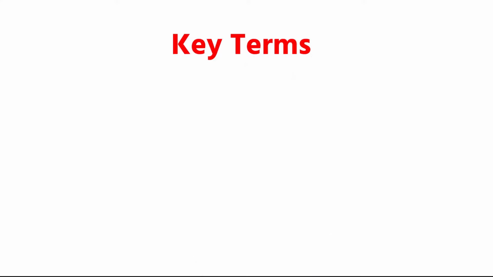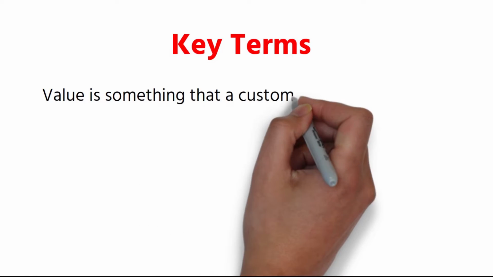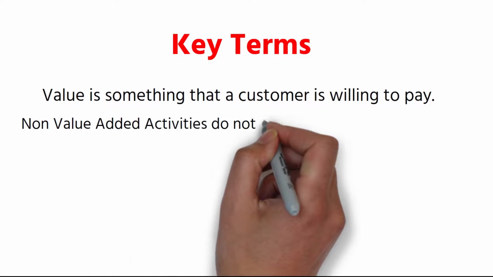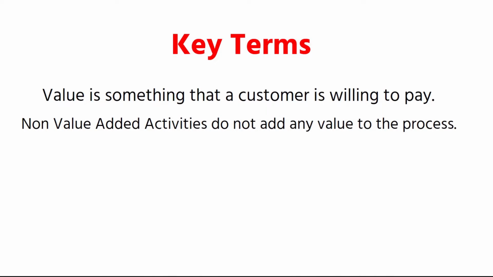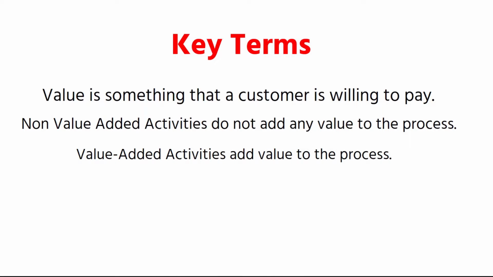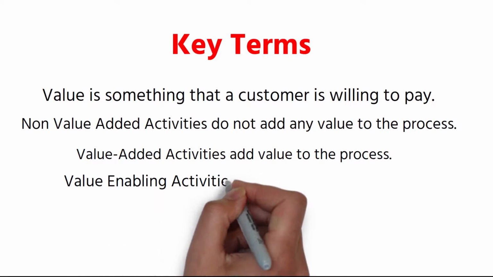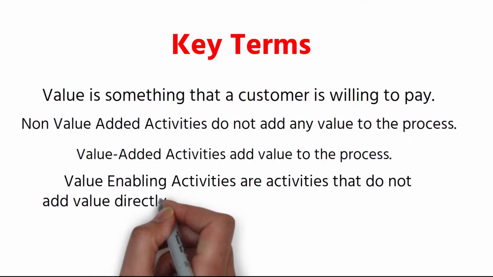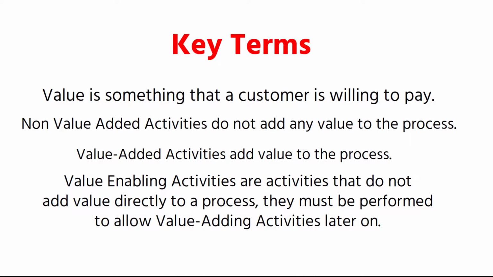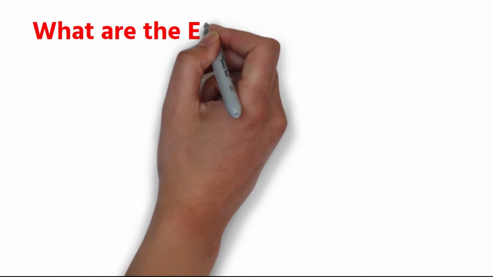Key terms. Value is something that a customer is willing to pay. Non-value-added activities do not add any value to the process. Value-added activities add value to the process. Value-enabling activities are activities that do not add value directly to a process, they must be performed to allow value-adding activities later on. What are the 8 kinds of wastes?